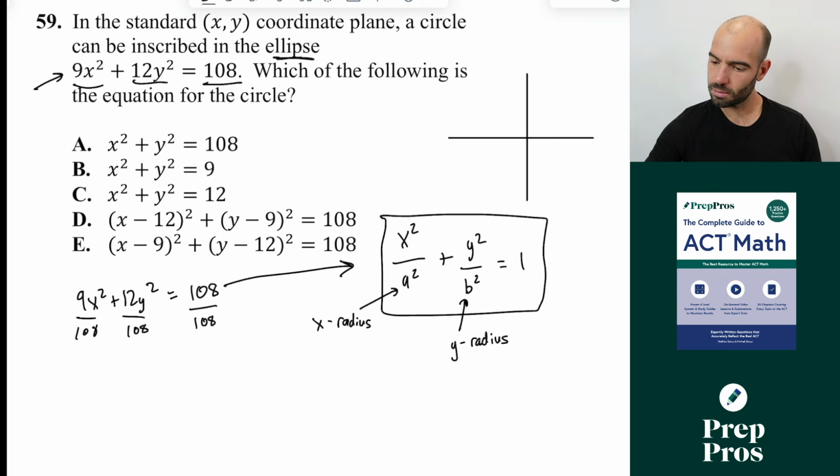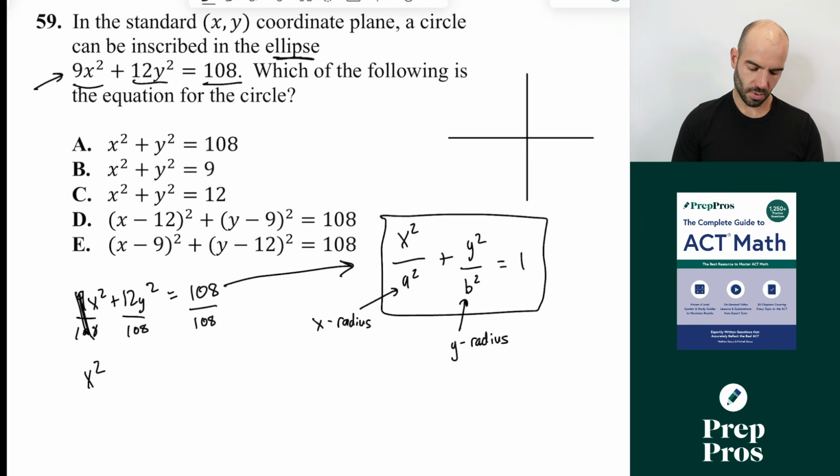Again, 108 divided by 9. I think it's 12, if I remember correctly, but I'm just trying to make sure I don't mess it up in the video here. 12. All right, perfect. So if I simplify this, it becomes x squared over 12. And then the 12 and the 108 becomes y squared over 9 equals 1.